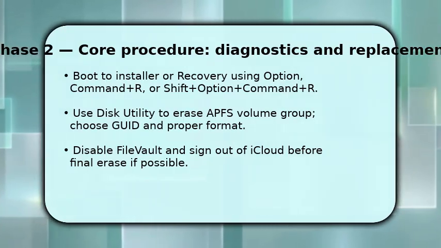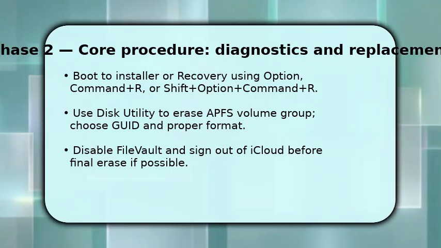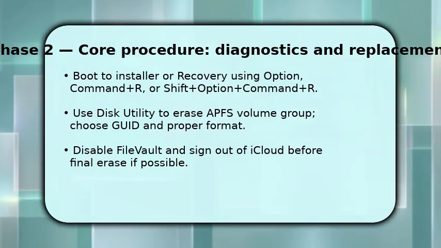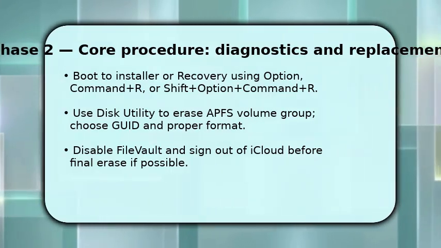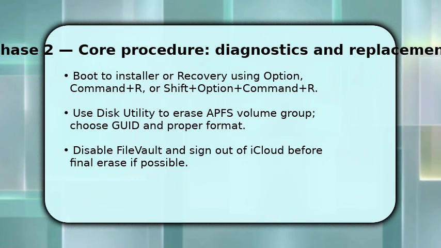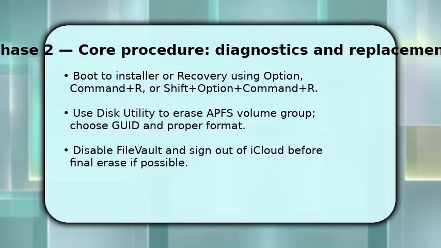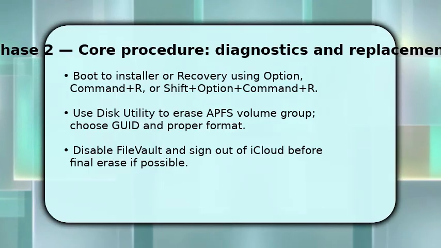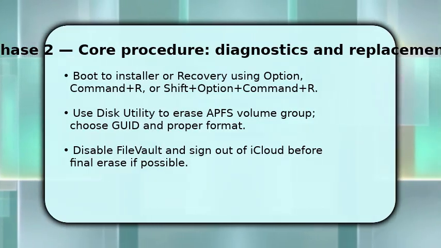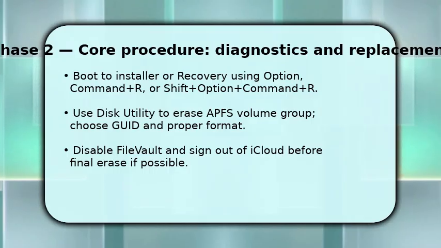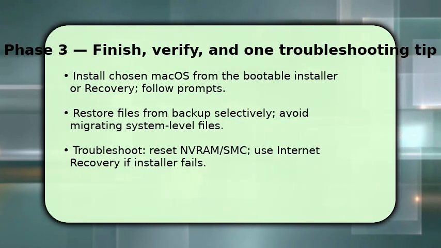If you can't, use recovery steps from Apple to remove activation locks. Proceed only when you're sure the target disk is the internal drive. This permanently removes Sequoia. After erasing, install the Mac OS version you prepared via the installer or internet recovery. The installer will create the correct volume structure.